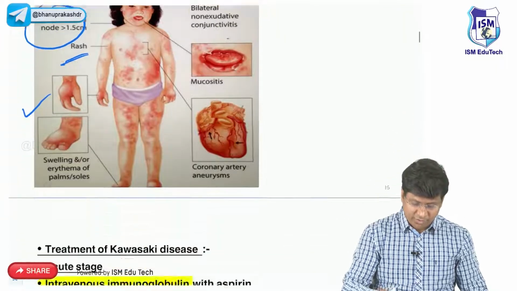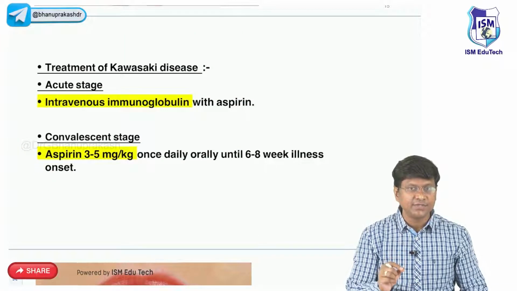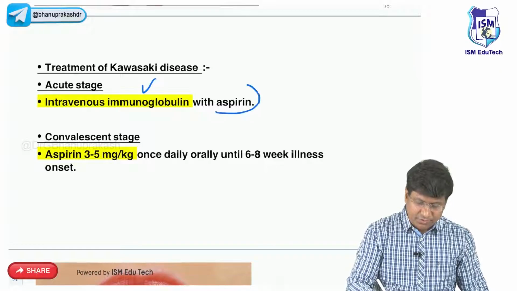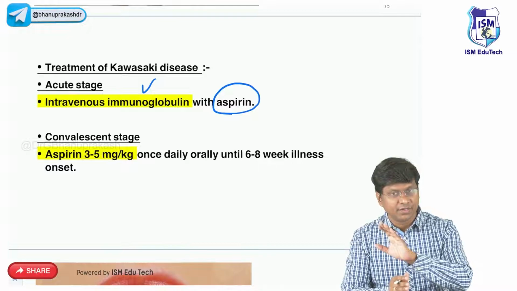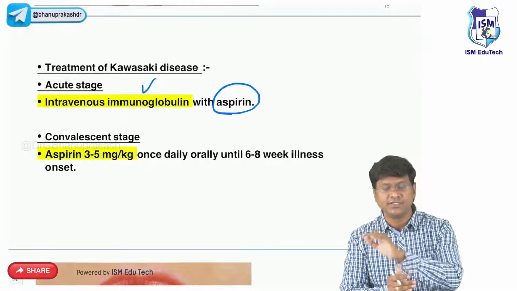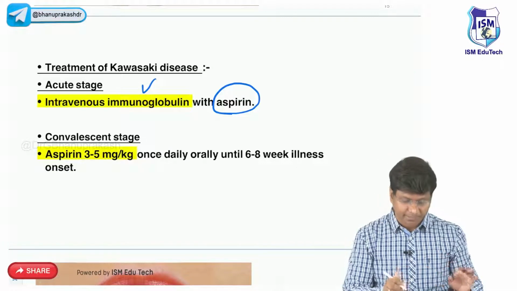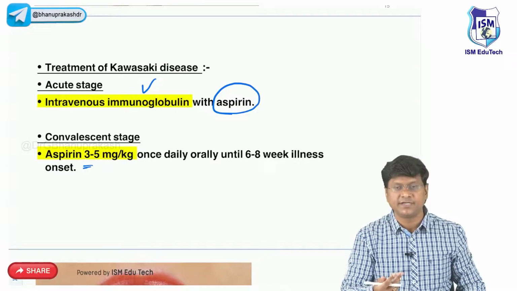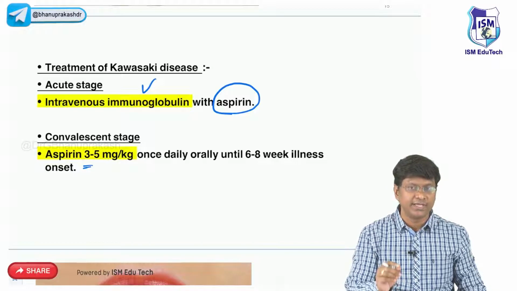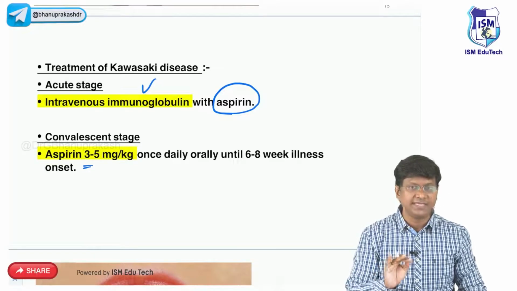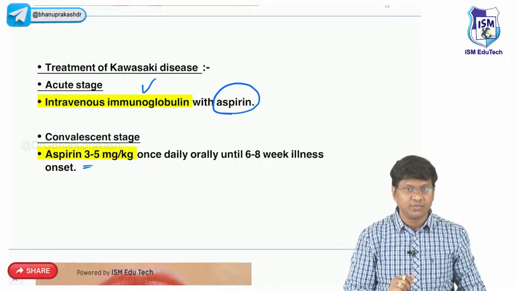Now, in the treatment of the acute stage, we give intravenous immunoglobulin along with aspirin. But in the convalescent stage, when the disease severity is reducing, the intravenous immunoglobulin is stopped, and we give only aspirin at a dosage of 3 to 5 milligrams per kg once daily orally until 6 to 8 weeks from illness onset. That is during the convalescent phase.